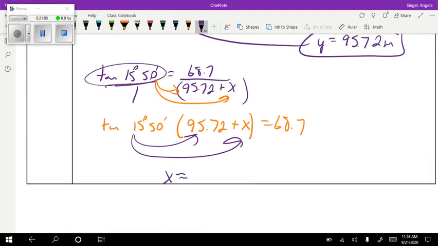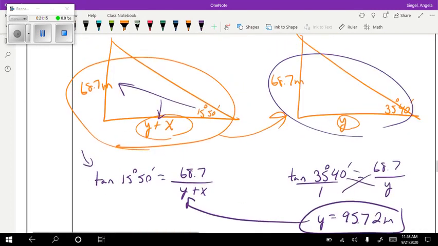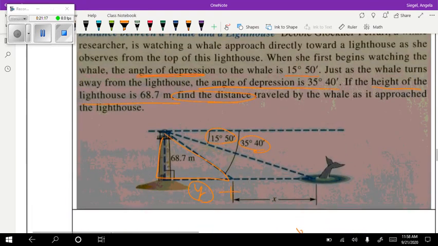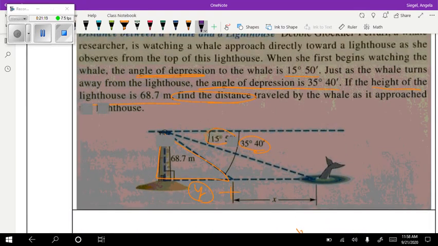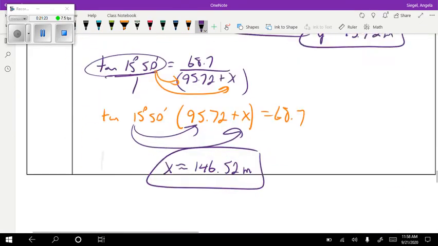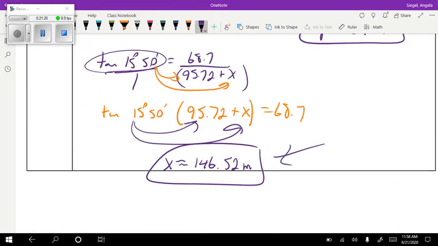And x should be about 146.52 meters. And so I believe that's what the question was asking. Let's see, find the distance traveled by the whale as it approached the lighthouse. So we're searching for x there. Yeah, so we found our answer. So our x is 146.52 meters. And that's it.